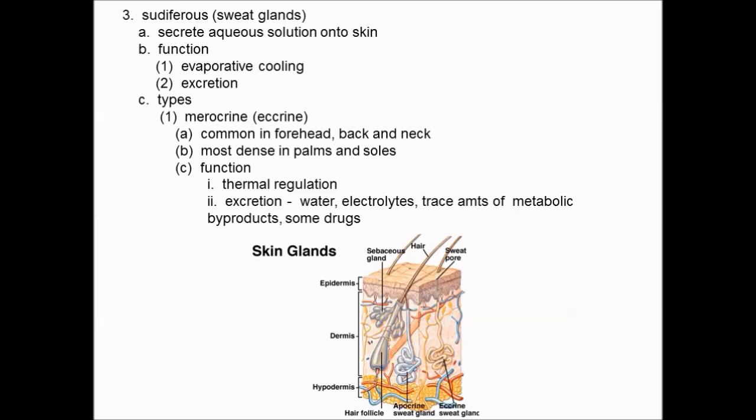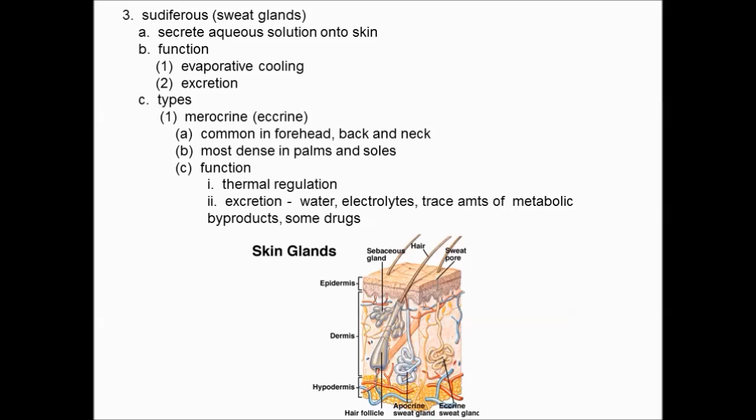Again, there are a couple types of sweat glands. The merocrine glands, also called the eccrine glands, are most dense in the palms of your hands and soles of your feet, but also found in your forehead, back, and neck. And they are, again, very important for evaporative cooling, for thermal regulation. And not only do we release water, but also electrolytes.